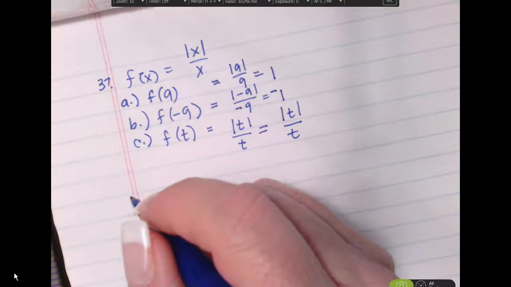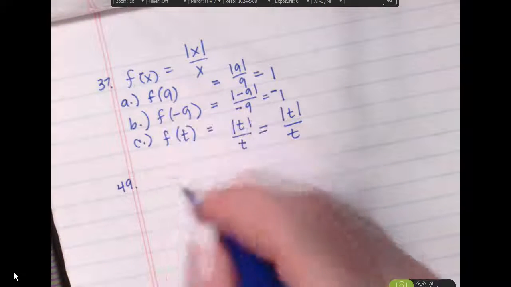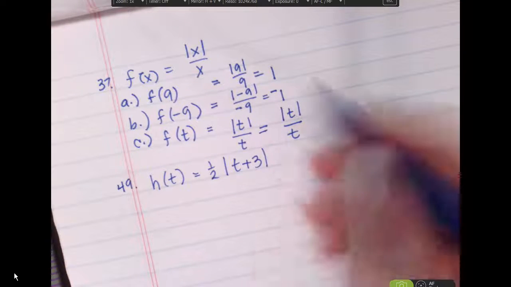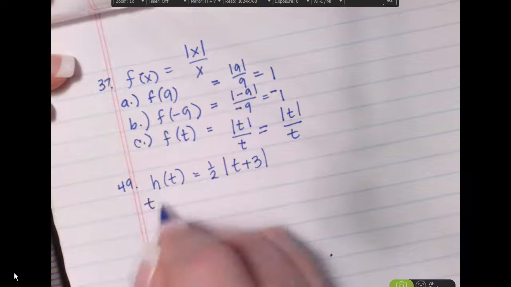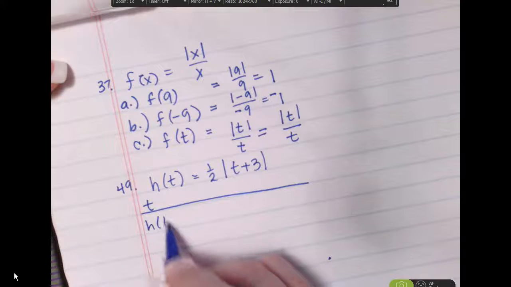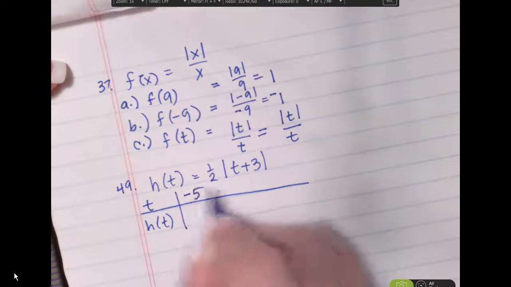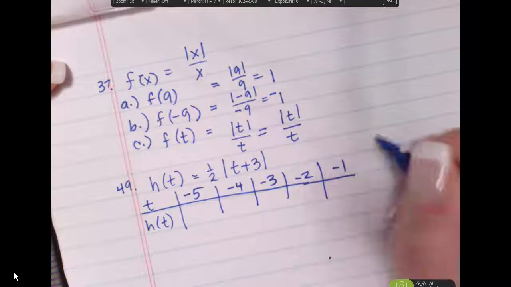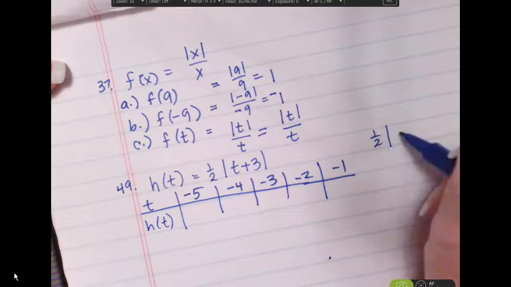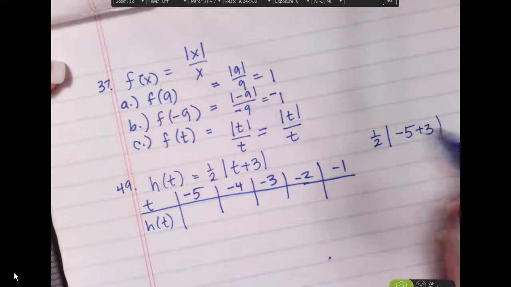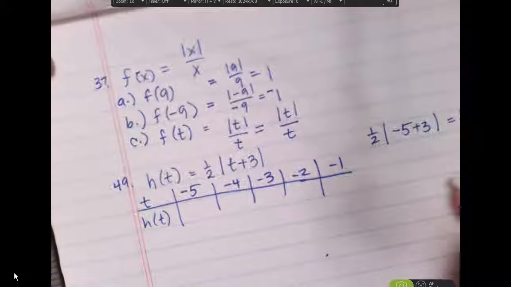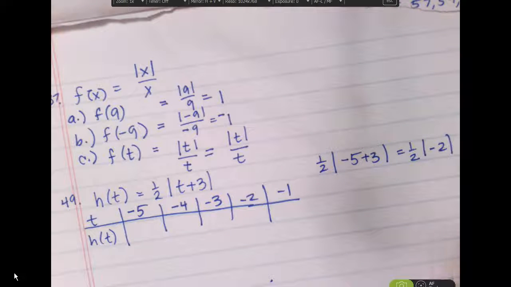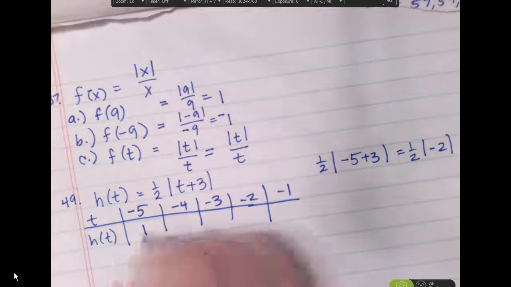Number, what's next, 49? In number 49, we're given a function h of t, and we need to fill in this table. So I'm just going to go ahead and copy it real quick. We need to plug in negative 5, negative 4, negative 3, negative 2, negative 1. So 1/2 negative 5 plus 3. So that's going to be half of negative 2. Half of the absolute value of negative 2, which is half of 2 equals a 1.